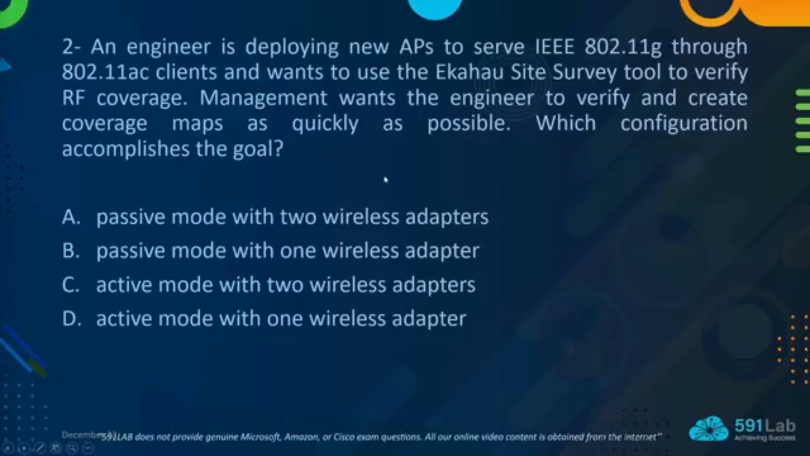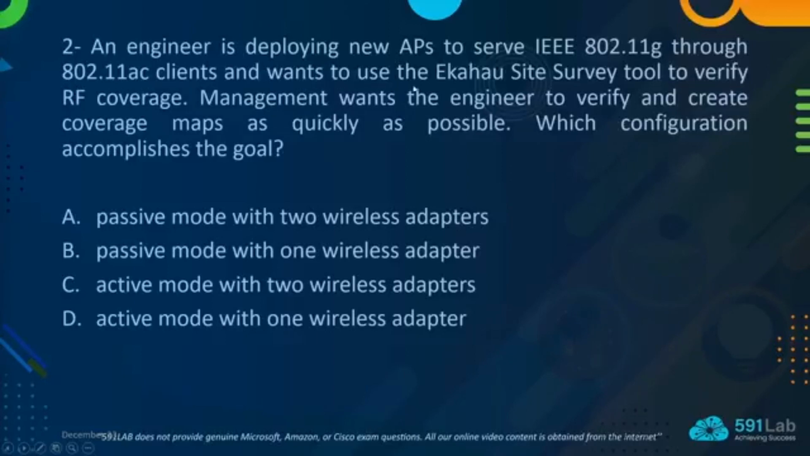Next one. An engineer is deploying new APs to serve IEEE 802.11g through 802.11ac clients. Okay, so we have .11g, which is a 2.4 gigahertz radio, all the way through .11ac, which is a 5 gigahertz radio. So keep this in mind. This is very important that we have both 2.4 and 5 gigahertz radios, okay?